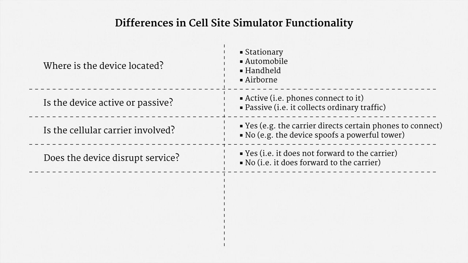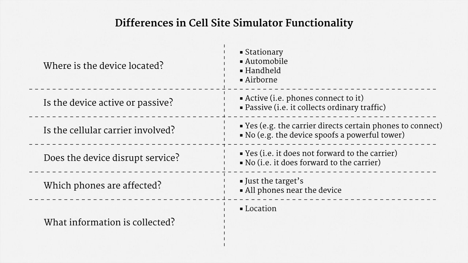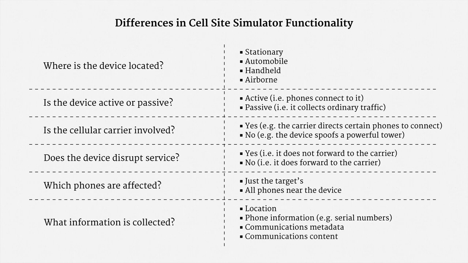Another key question is, which phones are affected? Sometimes it's just the target's phone, such as when the carrier has instructed the phone to connect to the police device. Often, though, it's all phones near the device. That's certainly cause for concern. Here's a final question. What information is collected? Very often, these devices are used to precisely spot a phone's location. But they can also be used to gather phone information, such as serial numbers, or even communications metadata or content.